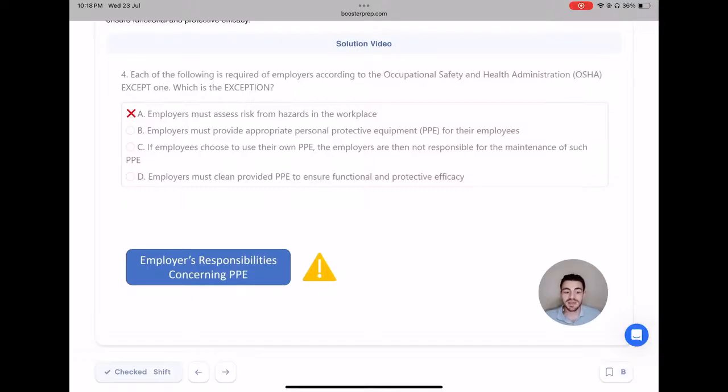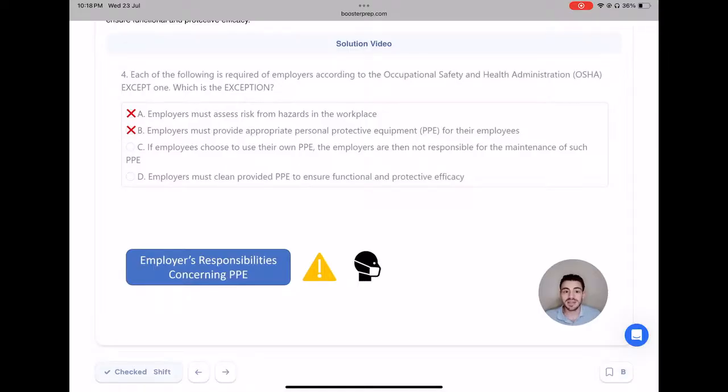Looking at statement B, it states, employers must provide appropriate personal protective equipment or PPE for their employees. This statement is also true, and the reason for this is because employees within the context of dentistry are going to be working with biohazardous materials and potentially bloodborne pathogens. Now, as a result, they need to be protected from these things, and PPE is one way to ensure that they are kept safe. So employees do need to ensure that they are provided this from their employers.